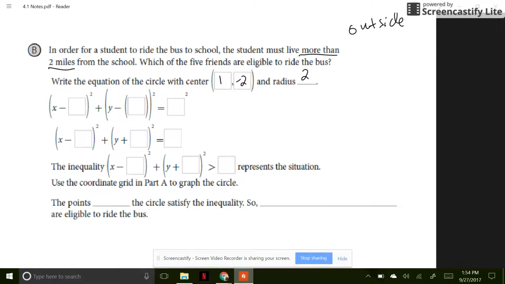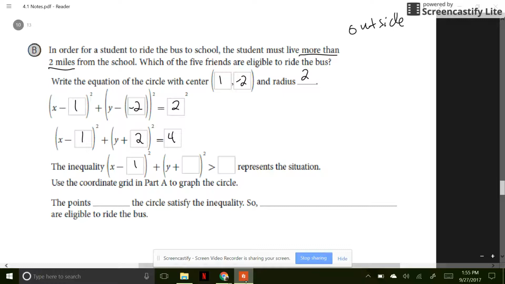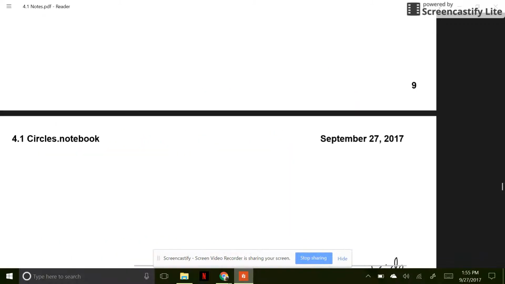So if we write our equation, we should get (x - 1)² + (y - (-2))² = 2², which means when we simplify it a little bit, we'll get (x - 1)² + (y + 2)² = 4. So we'll use our inequality so that we look at the values greater than 4, because we're looking outside of our circle. So we can graph this on our circle here.